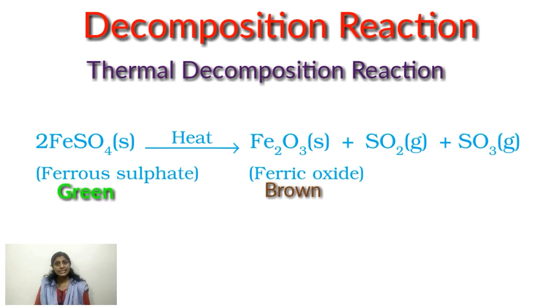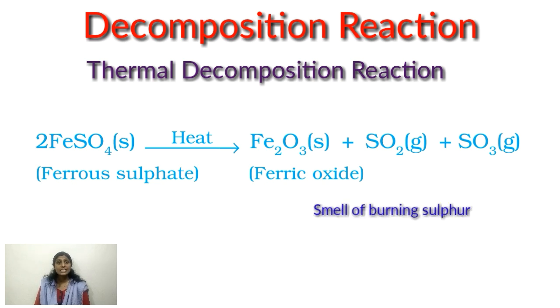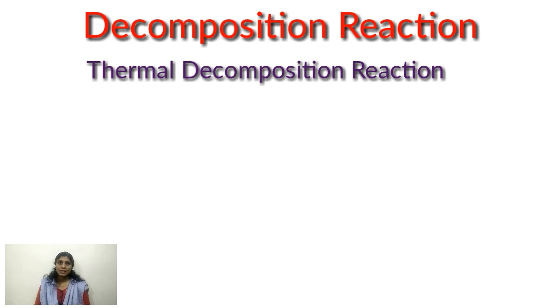Observations: in this reaction, the green color of ferrous sulfate changes to brown due to the formation of ferric oxide, Fe2O3. Second observation, a smell of burning sulfur is obtained due to the formation of sulfur dioxide gas. Actually, you will be asked to write observations of every reaction. So you have to study all the observations. Plus you have to study equations, complete equation, that is balanced equation.